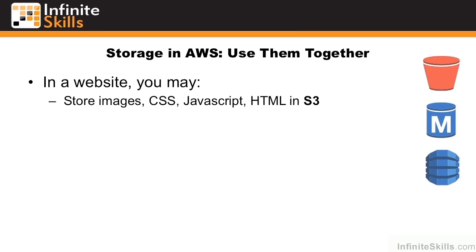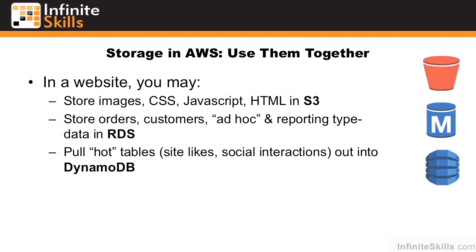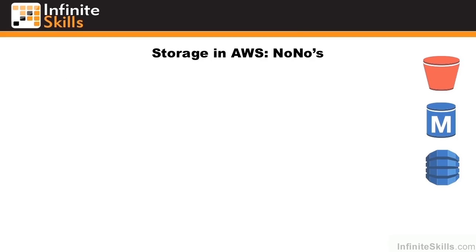For example, you may store images, CSS, JavaScript, and HTML in S3. You may want to store orders, customers, and data that you want to ad hoc query later in RDS. And you may want to pull hot tables, such as social interactions and likes, out into DynamoDB. You could then use a unique key, such as user ID, for the primary key in Dynamo.